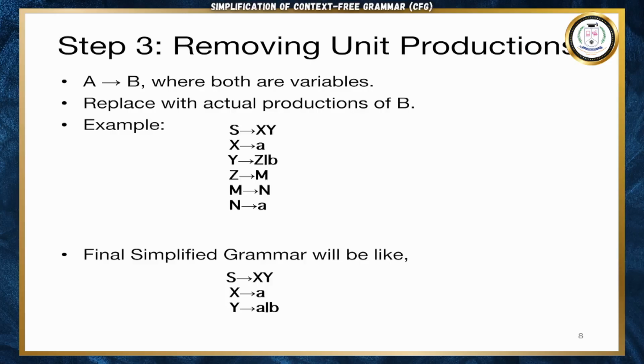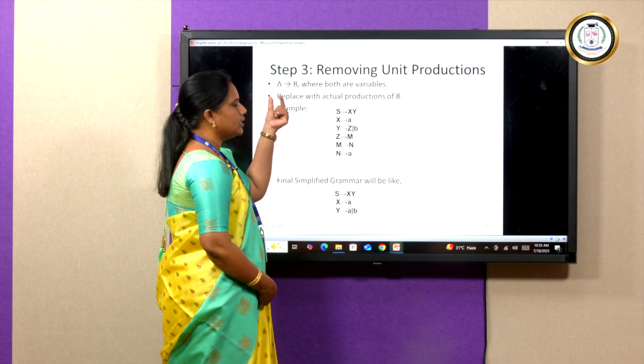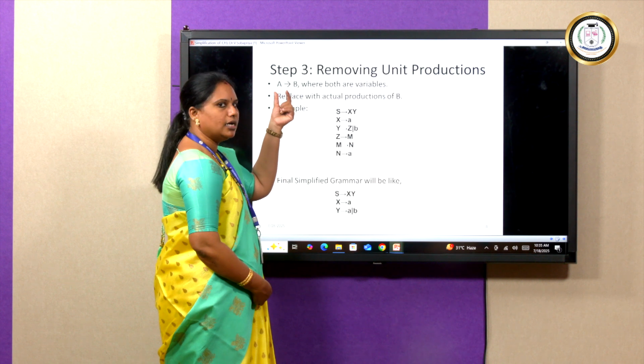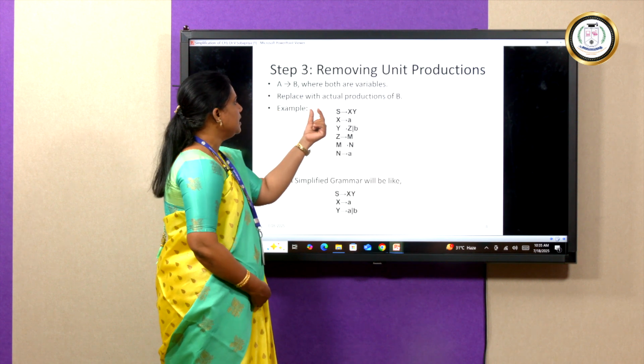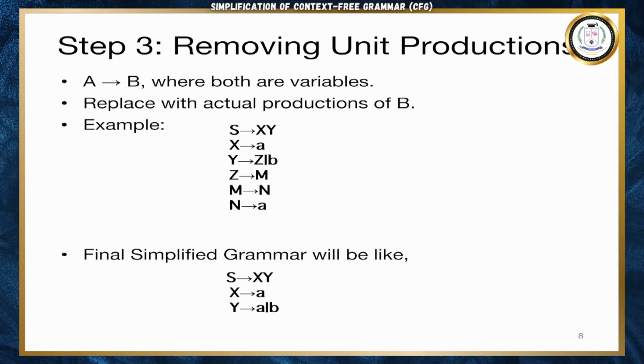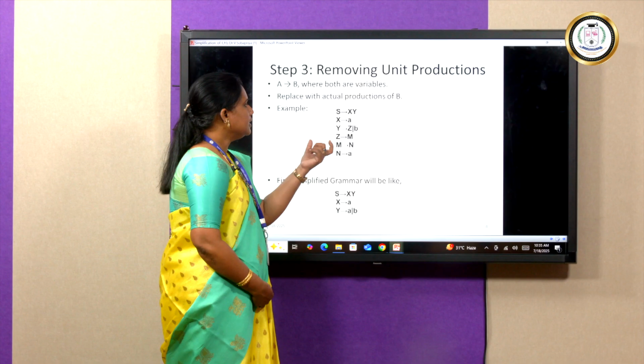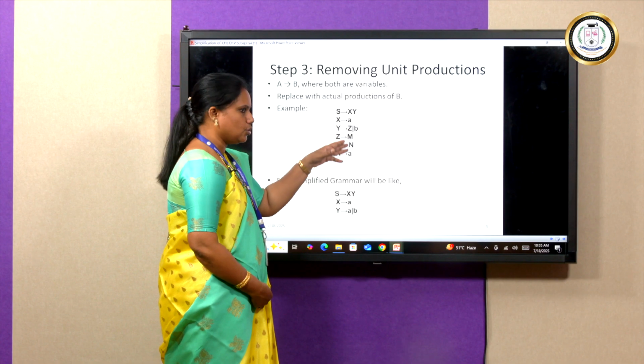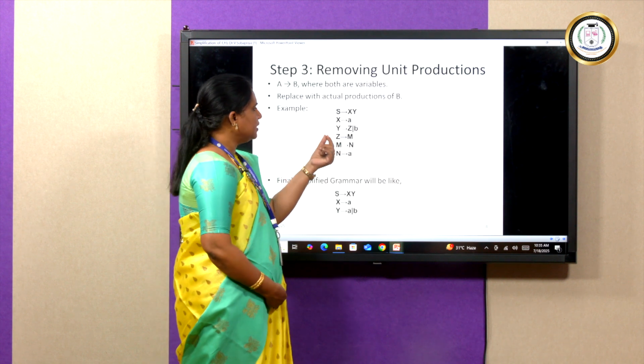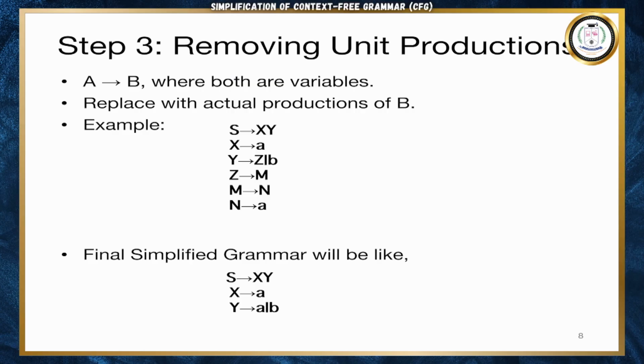Step 3 is removing unit productions. A unit production is any non-terminal that directly tends to a non-terminal. For example, Z tends to M is a unit production, M tends to N is a unit production, and Y tends to Z is also a unit production. So, in turn, we can replace this: Y tends to Z, Z tends to M, M tends to N, whereas N tends to a terminal A.